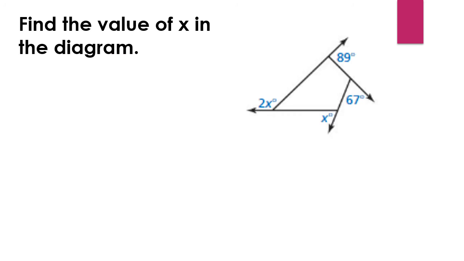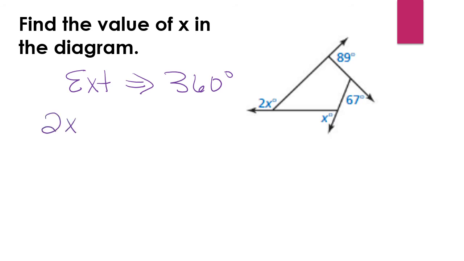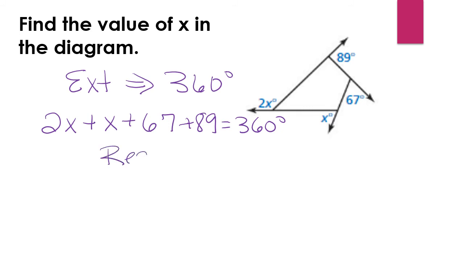Example 3. If we wanted to find the value of x in a diagram, I look at the 4 angles that I'm given and I have determined that they're exterior angles, which tells me that they sum to 360 degrees. If I set up the algebraic equation, I have 4 angles, 2x, x, 67, and 89, and they sum to 360 degrees. This is a required step in working this problem.